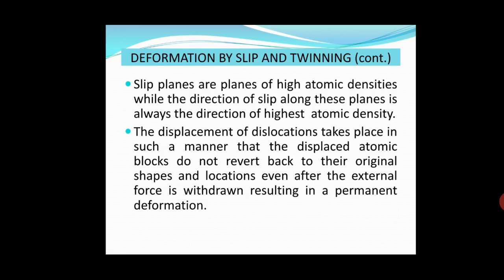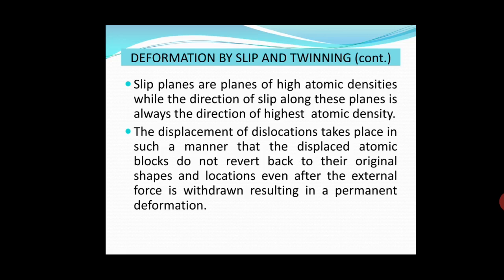The displacement of dislocations takes place in such a manner that the displaced atomic blocks don't revert back to their original shape and location after the external force is withdrawn, resulting in a permanent deformation. So when we say slip occurs, not in an elastic deformation, only when a plastic deformation occurs along a plane where the displacement or the dislocation could not be restored, could not be reverted back, so that the original shape cannot be achieved after withdrawal of applied shear stress.